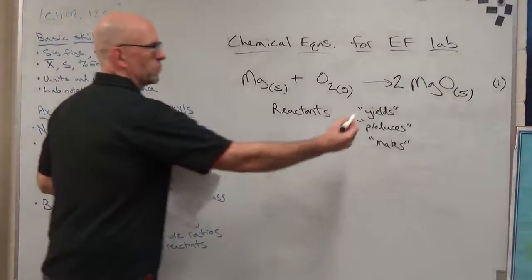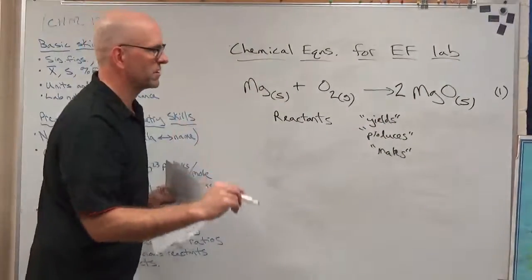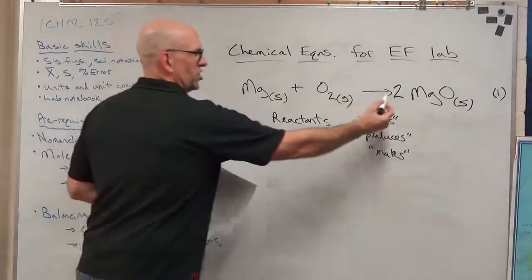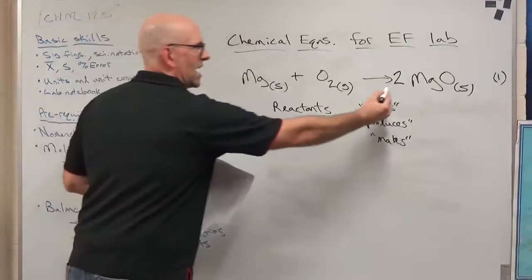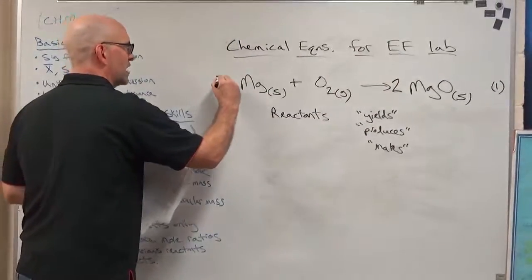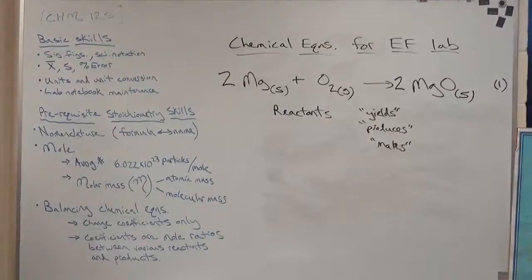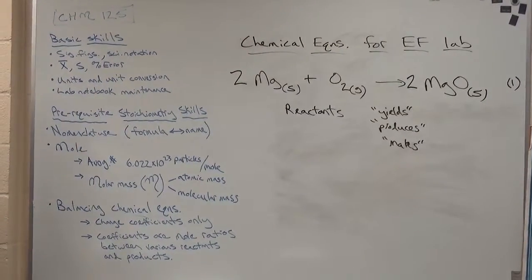I would never put the 2 in the middle. I don't see that very often, but occasionally I do. And the 2 then distributes to the magnesium, it distributes to the oxygen. Of course, now I just screwed up the magnesium, but that's fine. I just simply go back and correct it there. Okay.